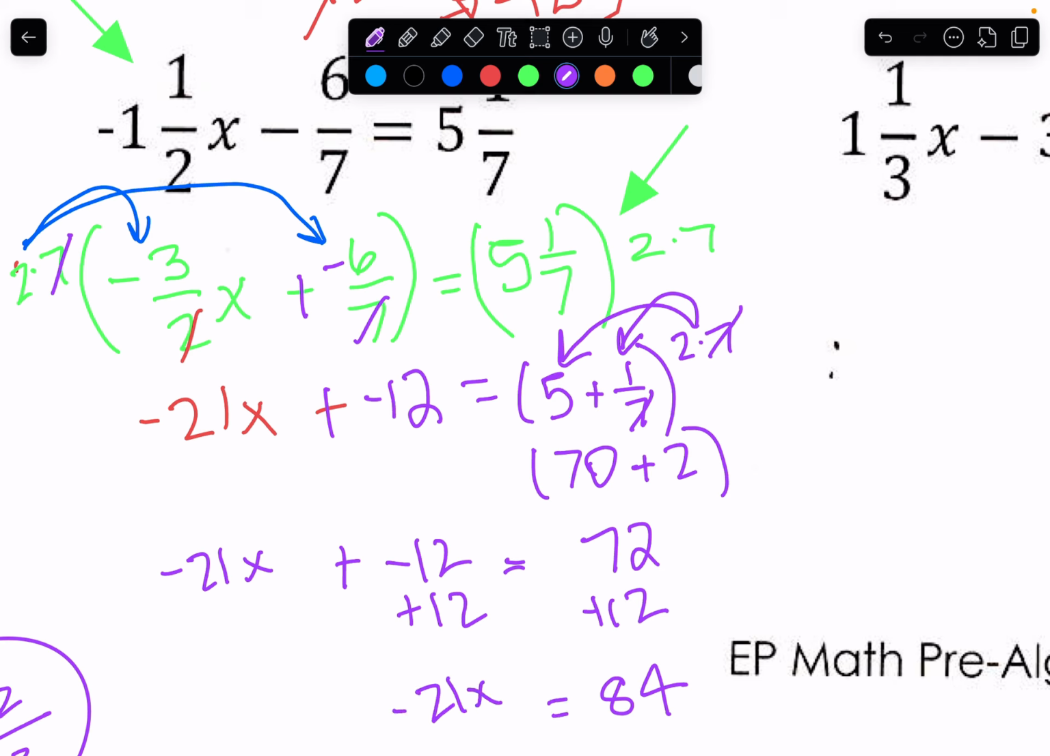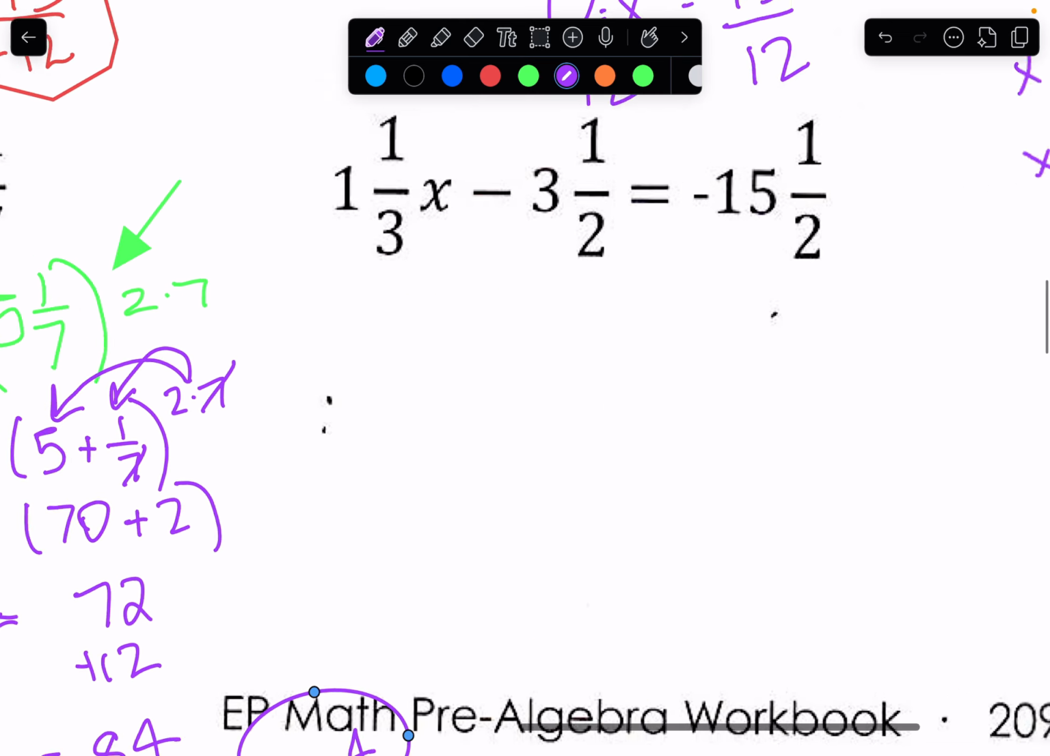All right. What do I do now? Well, this is 21 times x. I'm going to divide by 21. Negative 21. All right. So 21 fits into 84 4 times. Is my answer positive or negative? Well, it's going to be negative because I have a positive divided by a negative. That wasn't too bad.